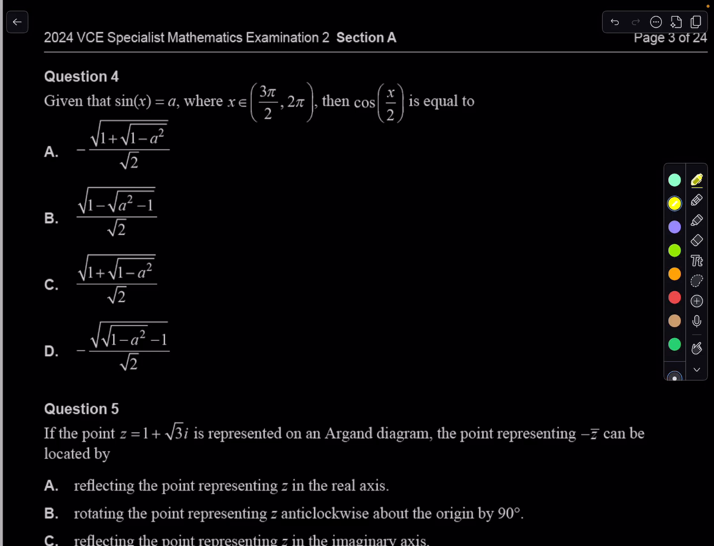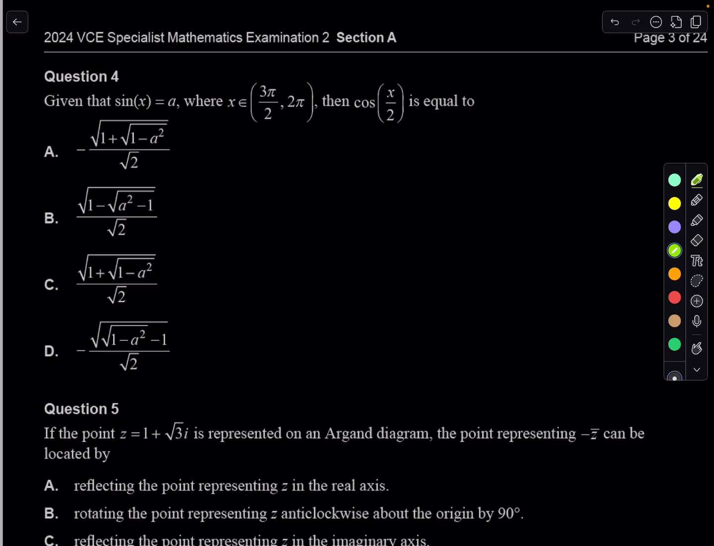So I'll show you how to first do it, how I would approach it using a CAS, of course. And then I will also show you how I would, for example, do it by hand. So let's first look at this. Okay, let's have a look at this. It says, given that sine x is equal to a, where they don't tell us if a is positive or a is negative, x is between 3 pi over 2 to 2 pi.